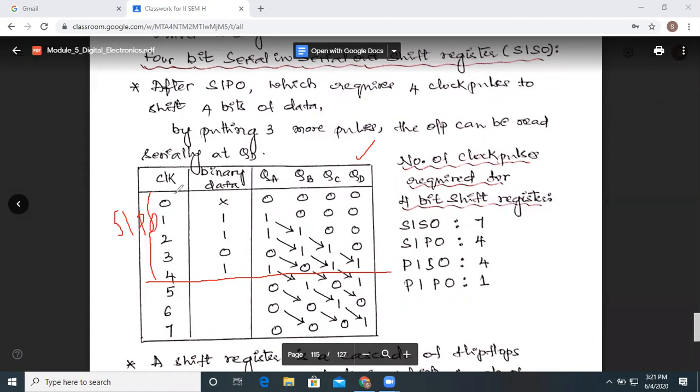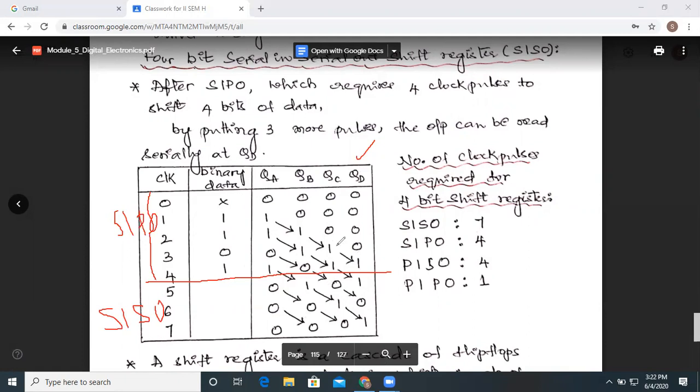So for serial in, parallel out, we use 4 clock pulses so that the data available is 1011. Now if we want to do an operation of serial in, serial out, then what we have to do is take the data at QD. So that data must be available at QD.